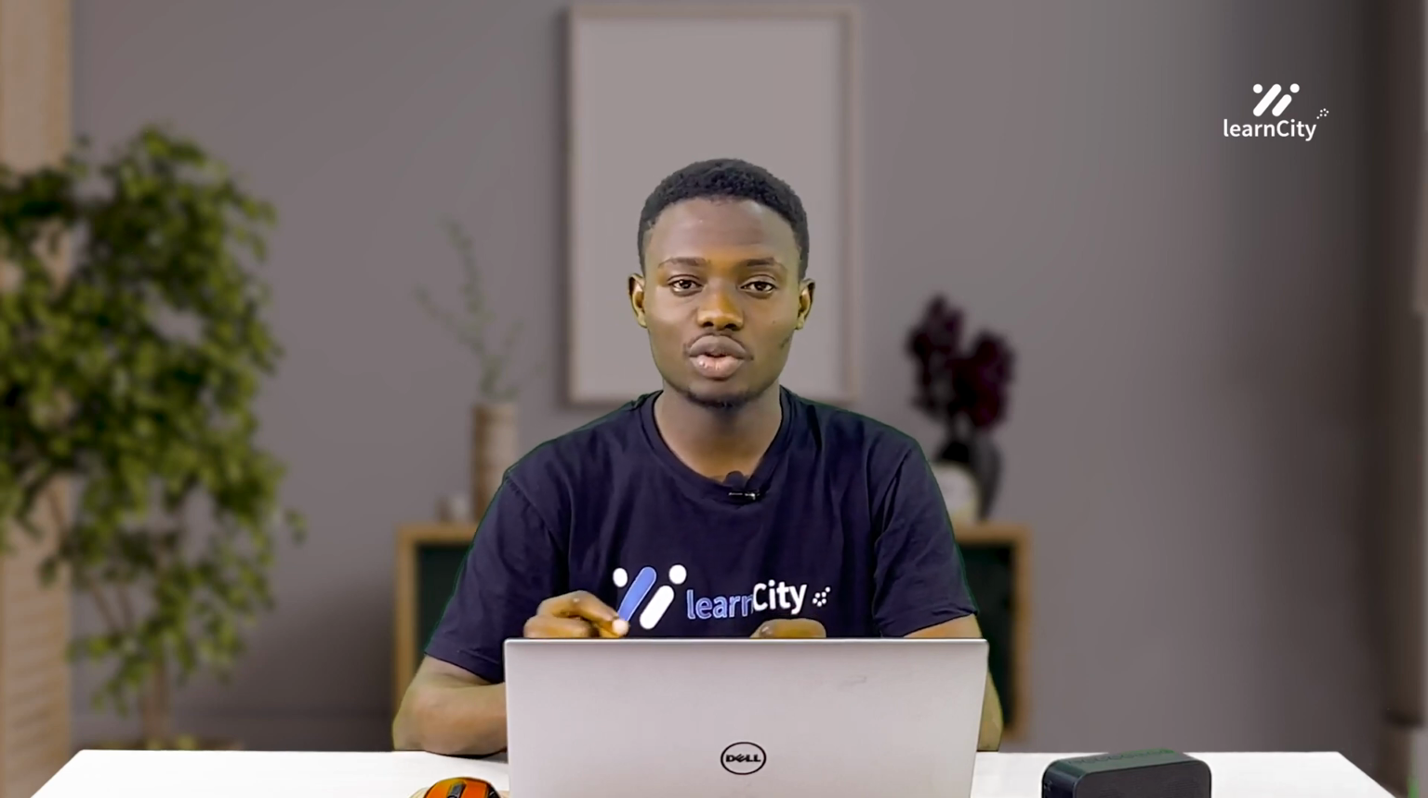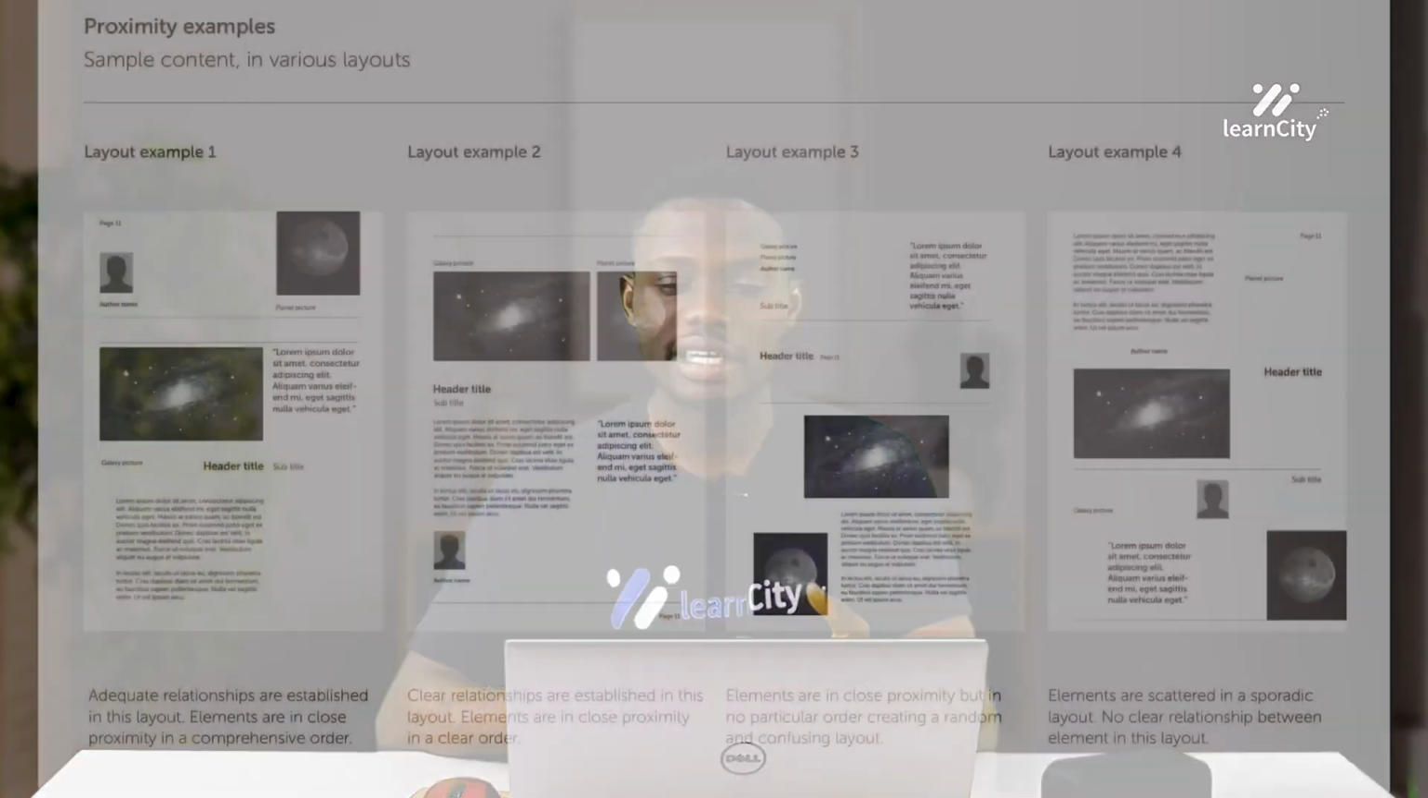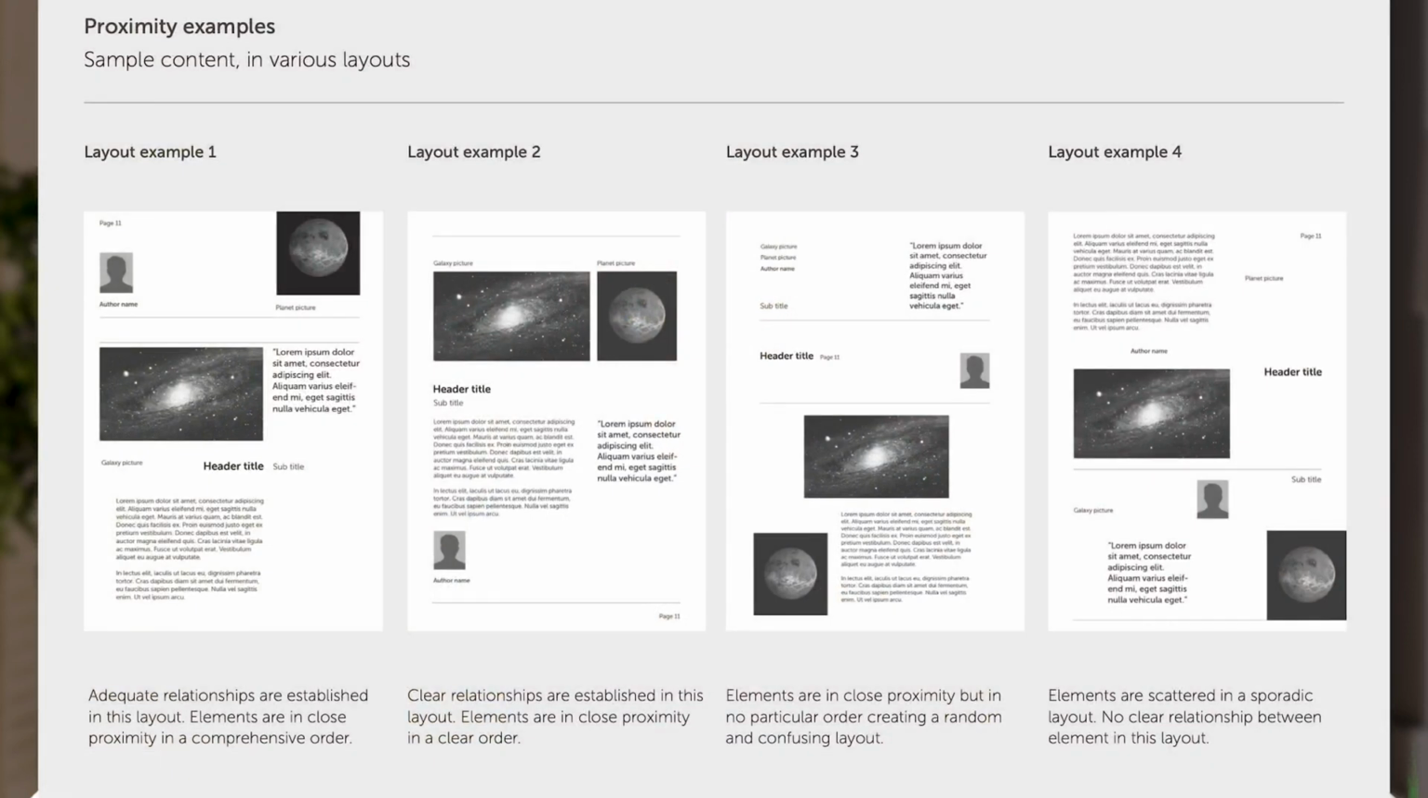And that is why you see that in most designs, like flyers and posters, things like date, venue, and time are usually together because they are related. Things like the theme and maybe the artists or ministers that are going to be in an event are usually tied together too because they are related. That is what proximity is.